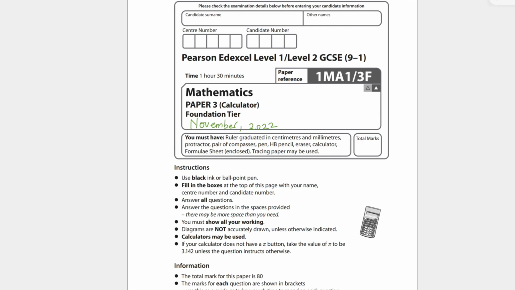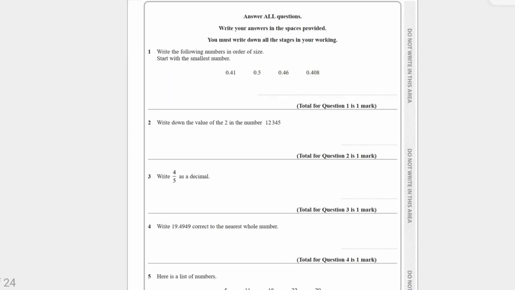Hello guys, this is Paper 3 of the Pearson Edexcel Level 1/Level 2 GCSE (9-1) MA1/3F paper. Answer all questions and write your answers in the spaces provided, and you must write down all the stages in your working.